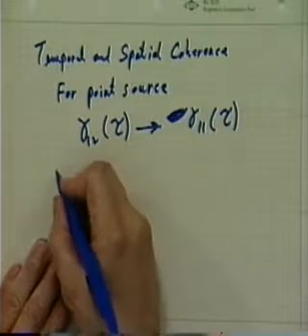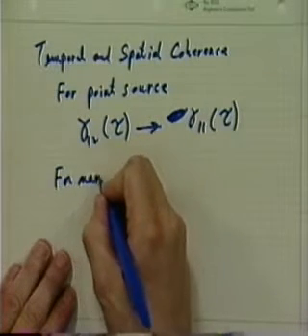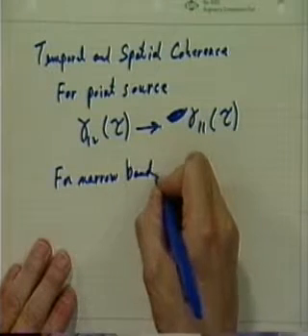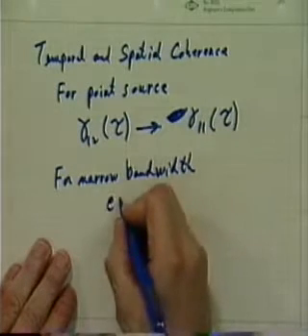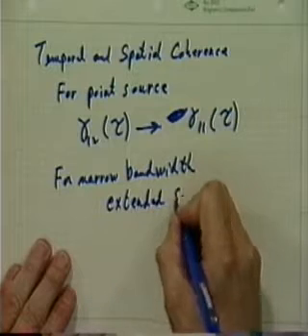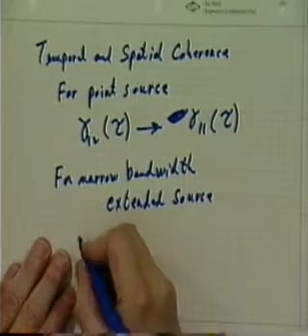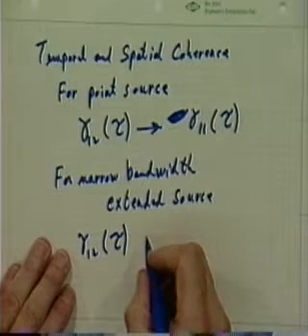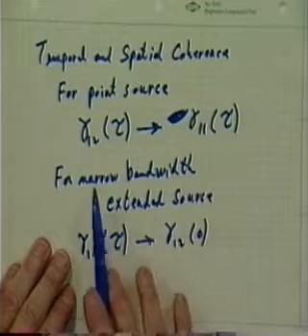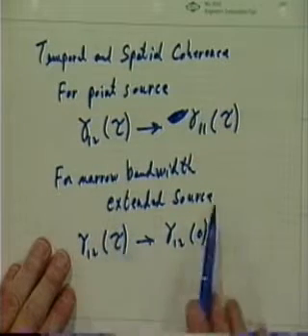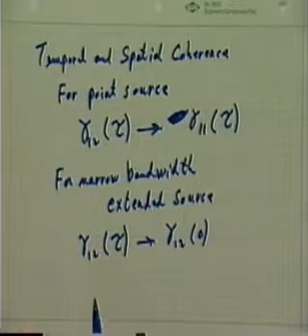And so for narrow bandwidth, extended source, and then often we'll just write gamma 1, 2 of tau as gamma 1, 2 of 0, because in this case where we have long temporal coherence, the time delay tau doesn't make any difference.